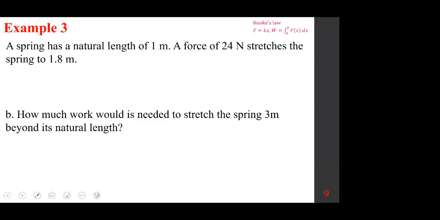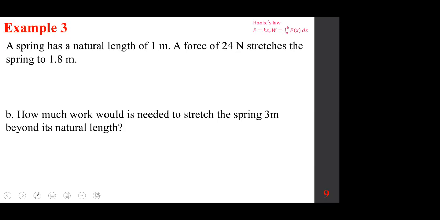A spring has a natural length of 1 meter. So L, if you will, sometimes they call it, the natural length of 1 meter. A force of 24 newtons can stretch it to 1.8. Now what we want really is to come up with the equation for this. Okay, so in part A, they're asking for the formula for F equals Kx.